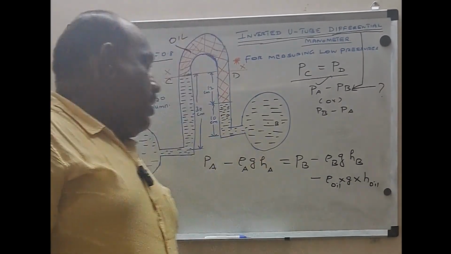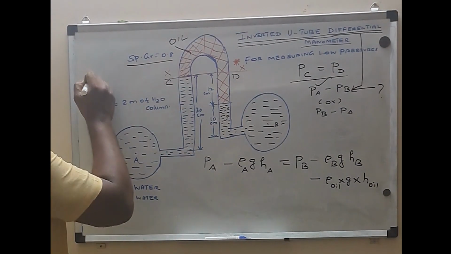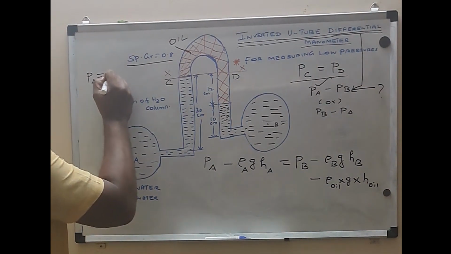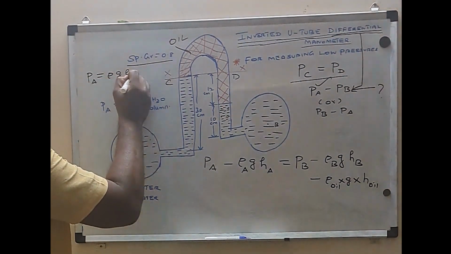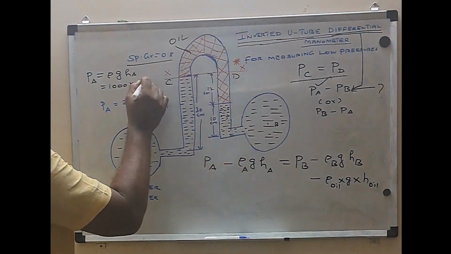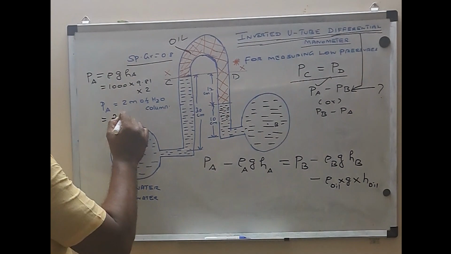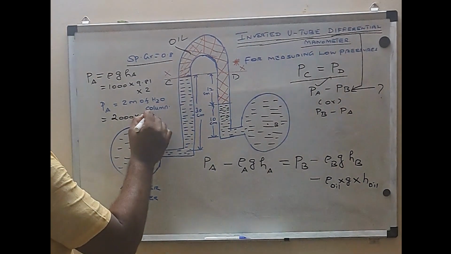First of all, you should know what is PA. What is PA? 2 meter of mercury. So what is the formula for PA? PA equal to, we know, rho G into HA. What is rho? It is 1000. What is G? 9.81. What is H? 2 meter. So it is 2000 into 9.81.